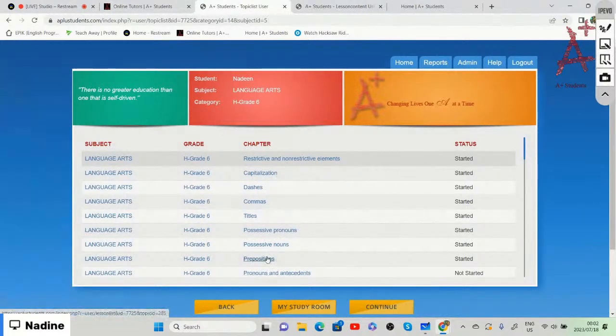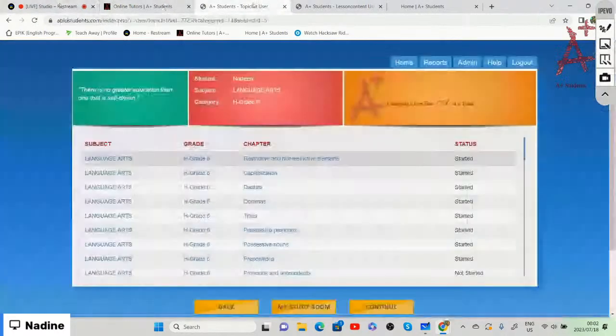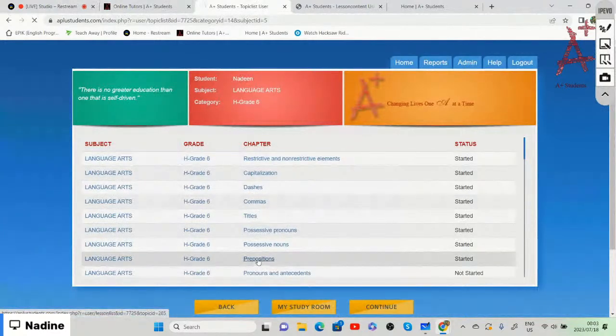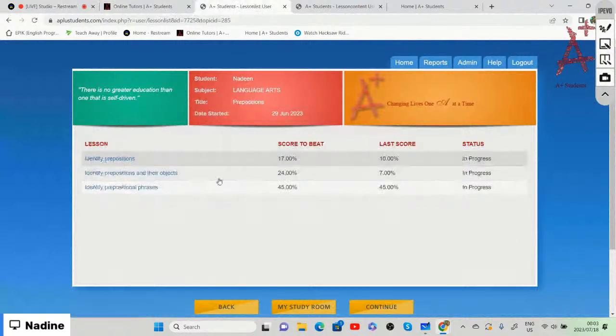Because prepositions is our subject of focus, or our chapter of focus, for tonight. So we're going to click on the chapter of prepositions. All right, so within prepositions, the lessons that we are going to focus on today are identifying prepositions and their objects, and identifying prepositional phrases. So that is going to be the lessons for today.